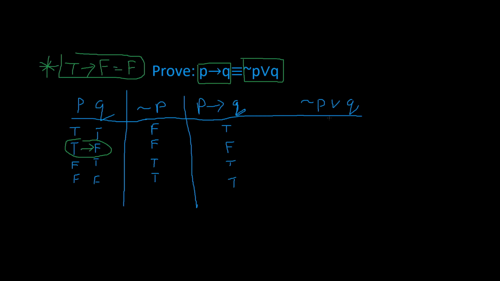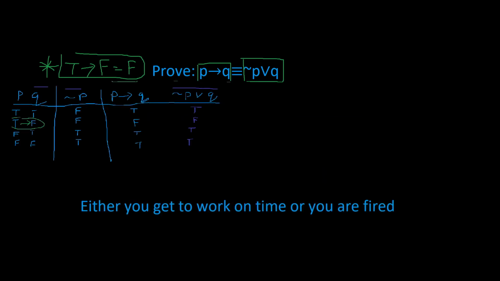So finally, we have to look at negation P or Q. Negation P or Q, my bad. So that should be true, false, and the rest two are going to be true. Alright, so let's take a look at an example. We just proved this truth table. Now we're going to look at this example.